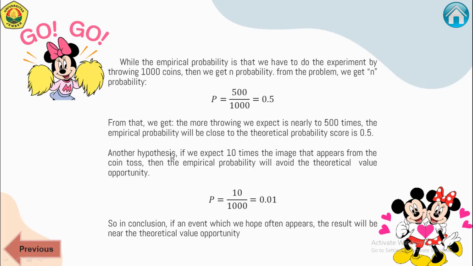Another hypothesis: if we expect 10 times the image appears from the coin toss, then the empirical probability will be far from the theoretical value. P is 10 divided by 1,000, which is 0.01. So, in conclusion, if an event appears as often as we hope, the result will be near the theoretical value of the probability.